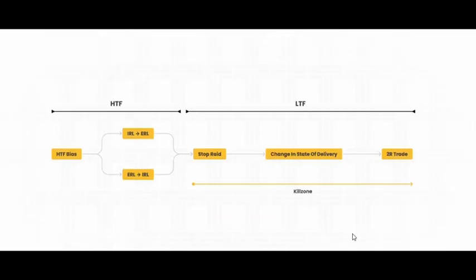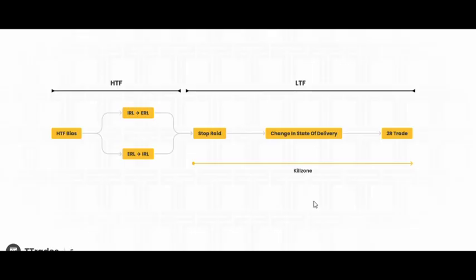So the whole model is like this. You have your higher time frame bias, which is either the market moving from internal to external, or you expect the market to move from external to internal. And the stop run happens. The stop run is the liquidity sweep. Price goes above a liquidity high or low and then changes state of delivery. That is the stop run. When it changes state of delivery, then you enter the trade.